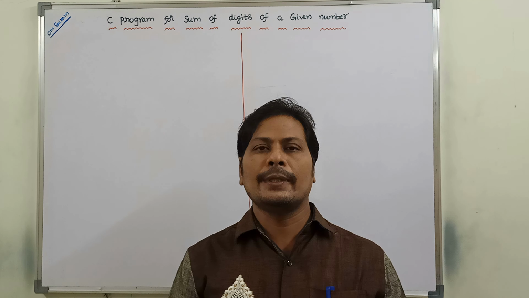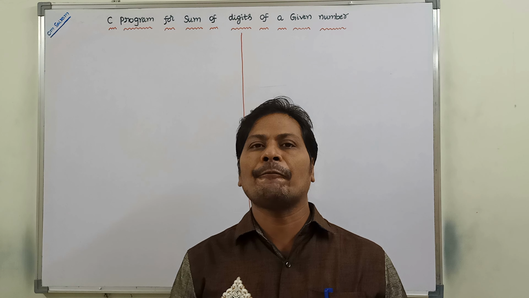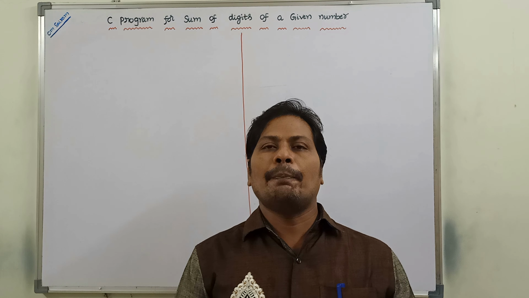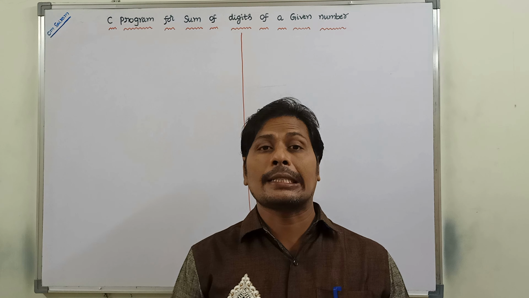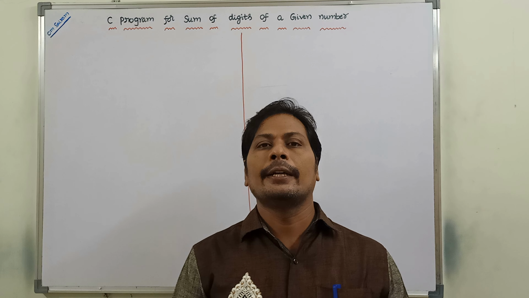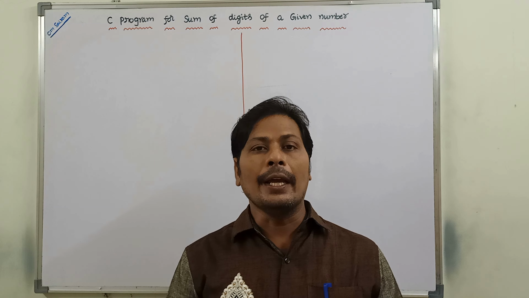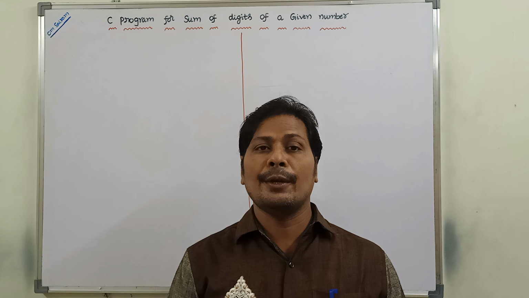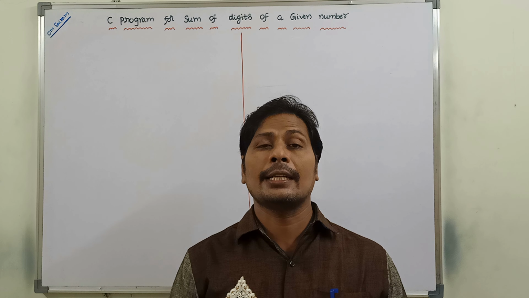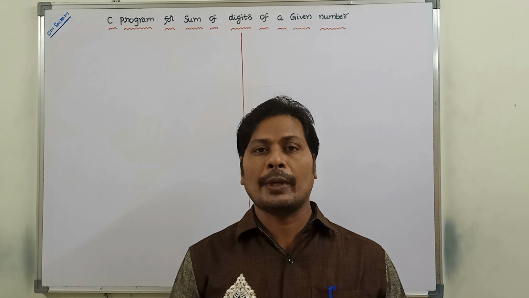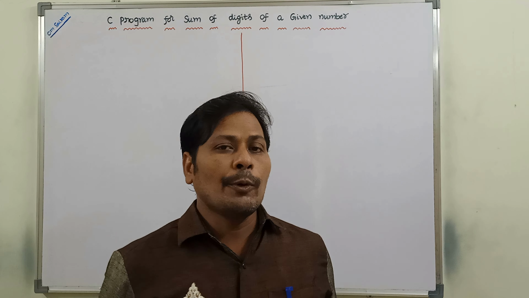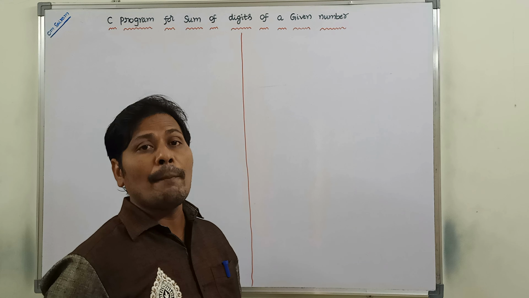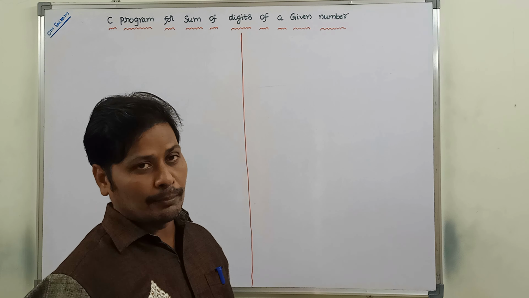Today we are going to discuss a C program for the sum of digits of a given number. In the previous video, we discussed a C program for printing the reverse of a given number. If anybody wants, please refer to that video on my YouTube channel for a better understanding of that important program. Now we can go for the C program for finding the sum of digits of a given number.